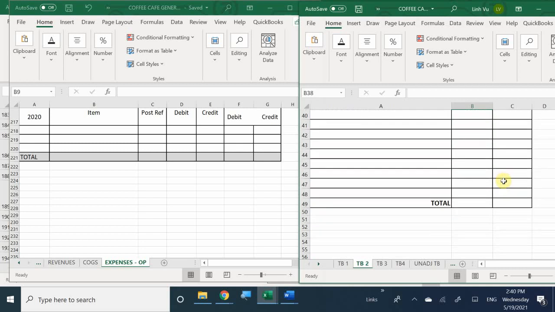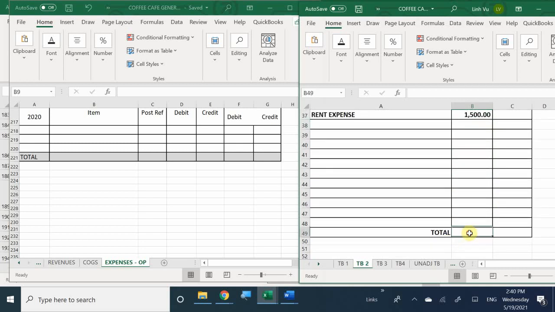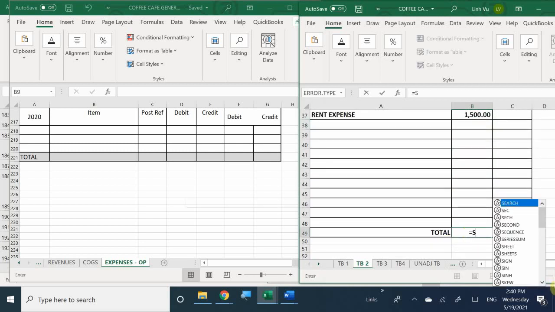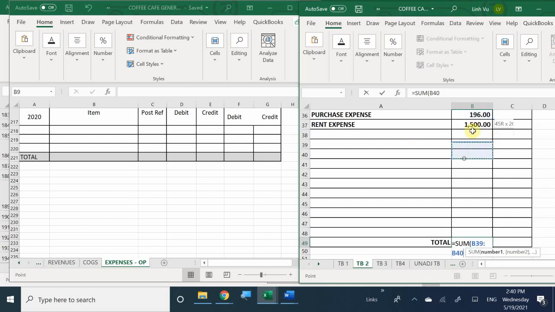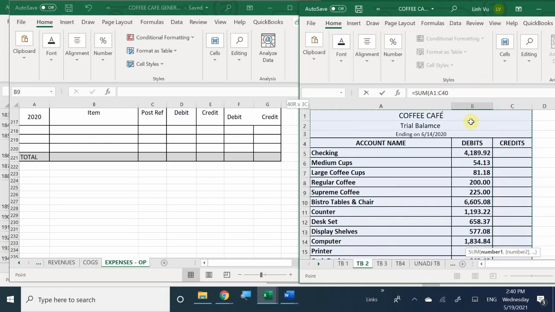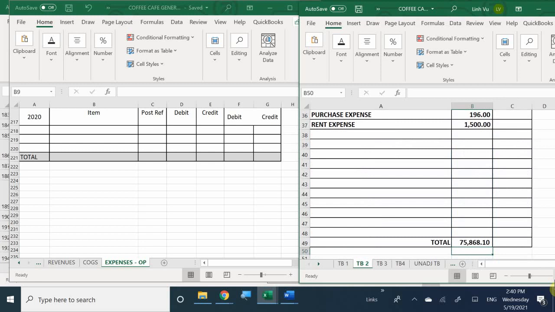So now that we have our totals, we entered in all of our account balances. Now the next thing you got to do is your formula, equal sum, to get the grand total of all your debits and your credits. So here, I'm going to go ahead and select all of these.